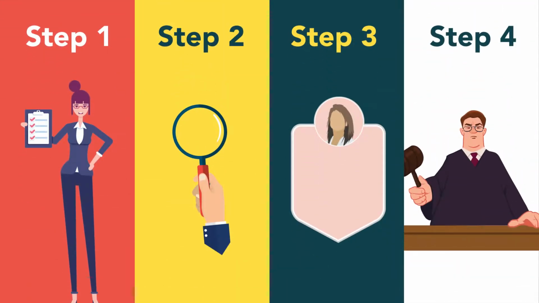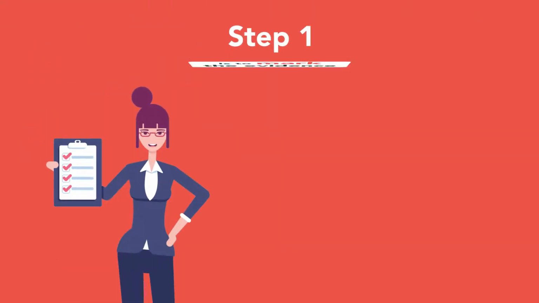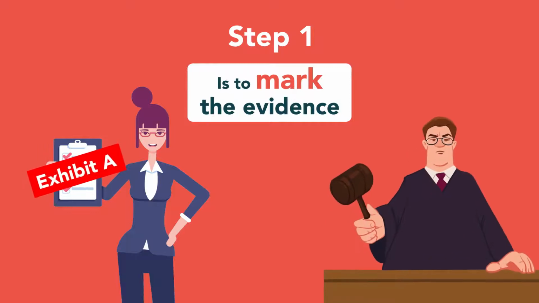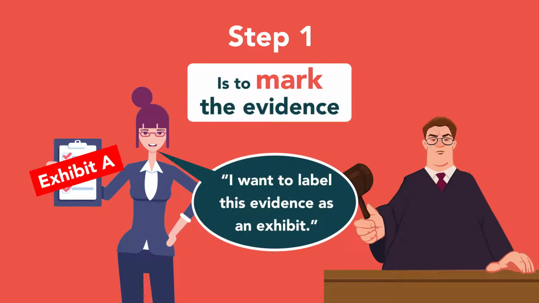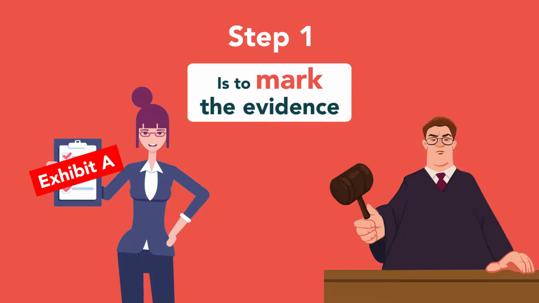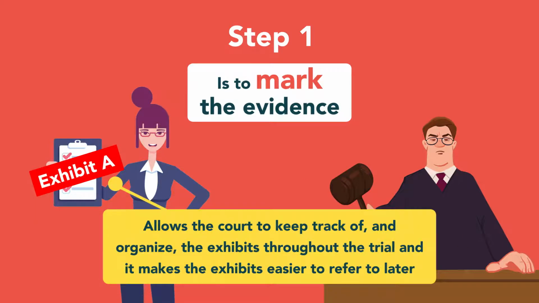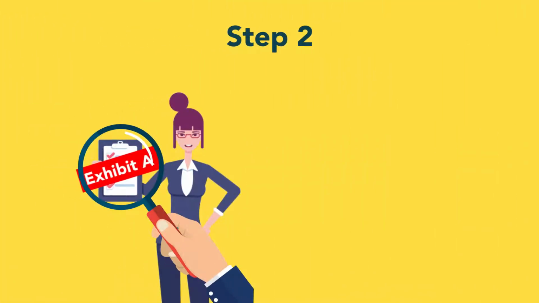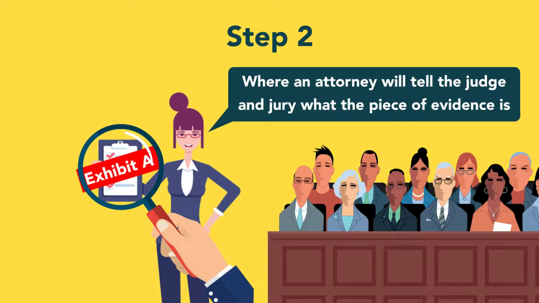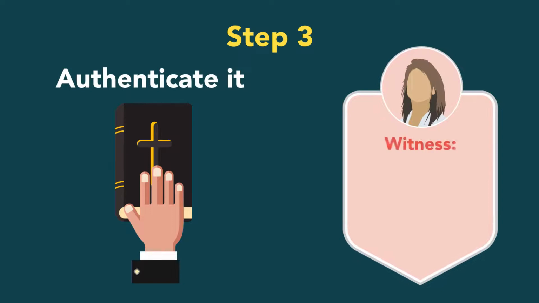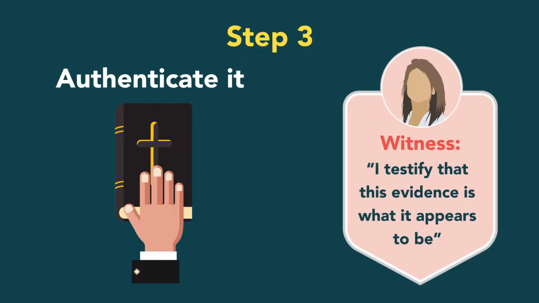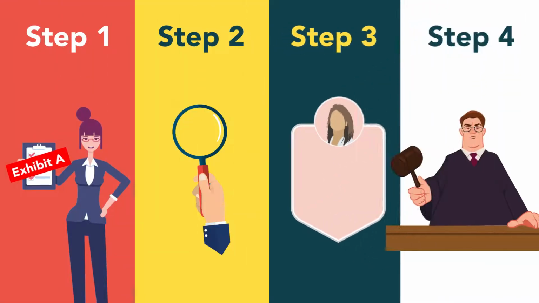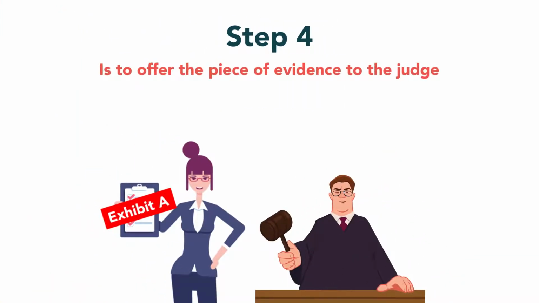There are 4 steps to the authentication process. The first is to mark the evidence, which means that the attorney will tell the judge that she wants to label the evidence as an exhibit. Marking the evidence allows the court to keep track of and organize the exhibits throughout the trial, and makes the exhibits easier to refer to later. The second step is to identify the piece of evidence, where an attorney will tell the judge and jury what the piece of evidence is. The third step is to authenticate it, where the attorney proves that the item really is what she claims it to be. The final step is to offer the piece of evidence to the judge.